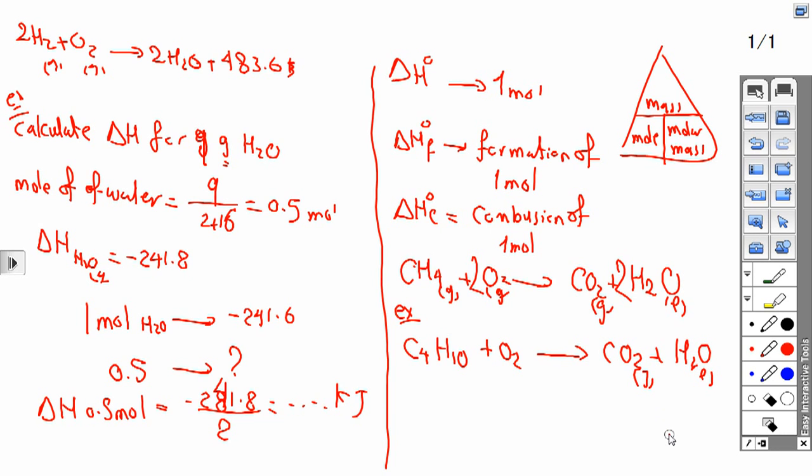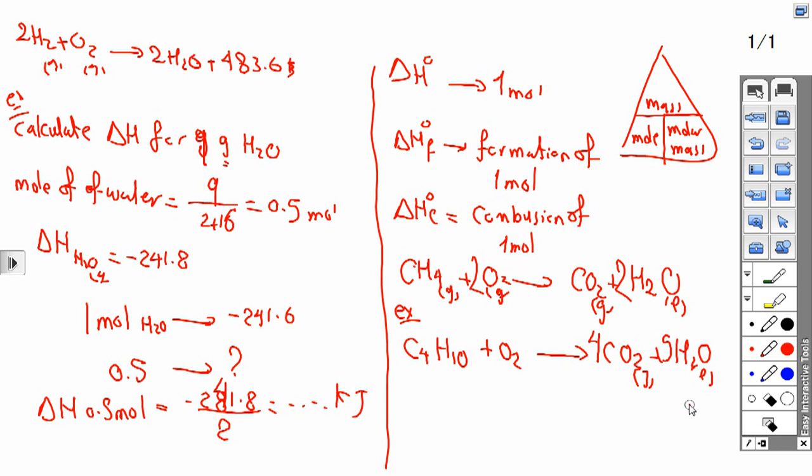How do you balance this equation? First step, balance the carbon atoms. We have 4 carbons. How many carbons here? 1. So multiply by 4. Balance hydrogen. 10 hydrogen and 2 hydrogen. Multiply the number of hydrogen times 5. Okay? So the carbon and hydrogen are balanced.